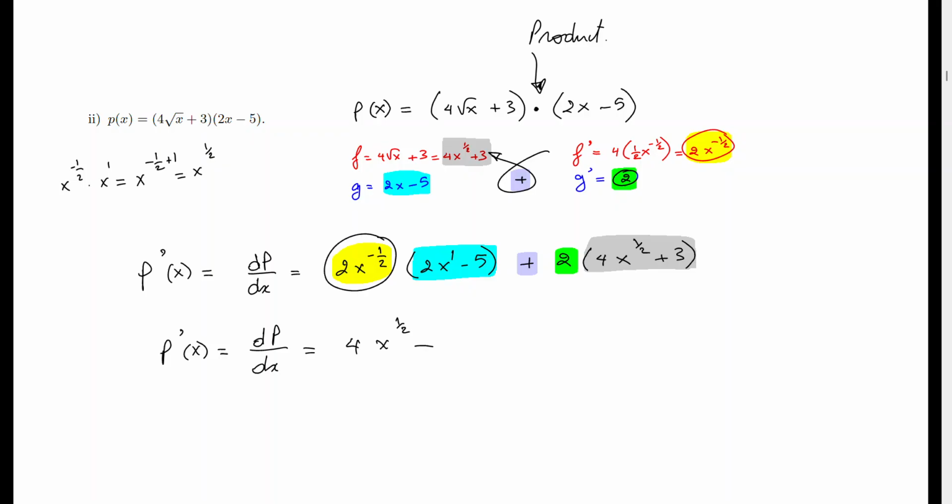Next, 2x to the negative 1/2 gets multiplied with the negative 5. The result is negative 10, and the x doesn't have any friends, so we just write x to the negative 1/2. Next, we have the 2 times 4x to the 1/2. So 2 times 4 is going to be 8, and x is just going to hang out. And lastly, 2 times the 3 is going to be 6.